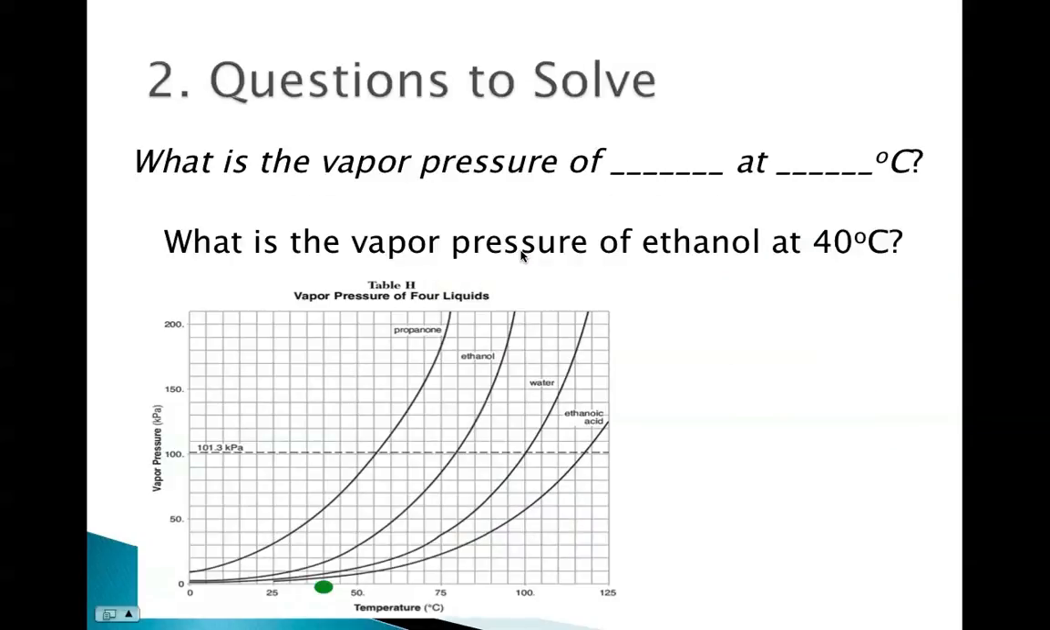Alright, some questions that you need to be able to solve. What is the vapor pressure of a certain liquid at a certain temperature? So, for example, if I look at ethanol at 40 degrees Celsius, I'm simply going to start at my temperature on the x-axis, start at 40 degrees, go up to ethanol, and then go over to the left to the y-axis to record the vapor pressure, which will be about 18 kilopascals.